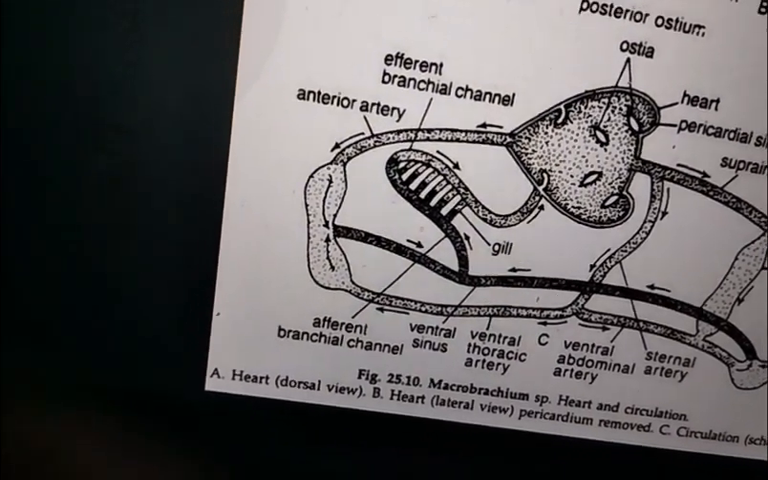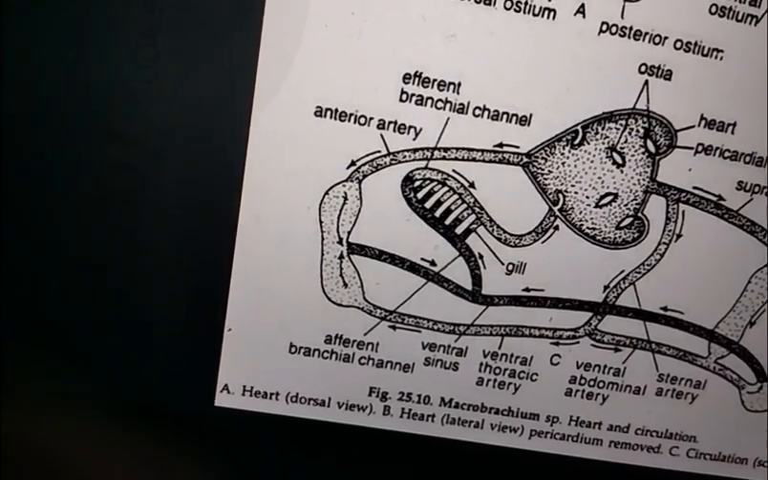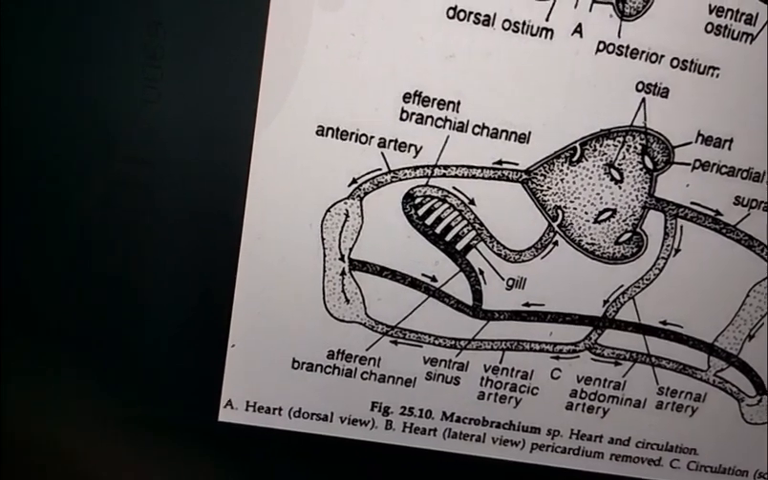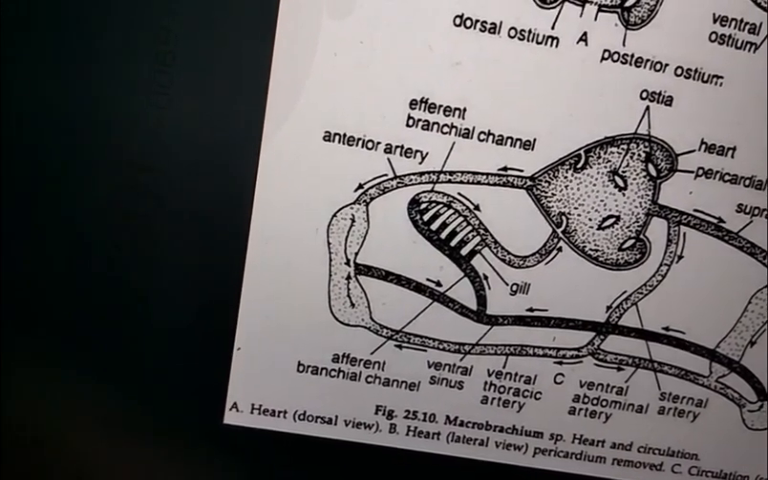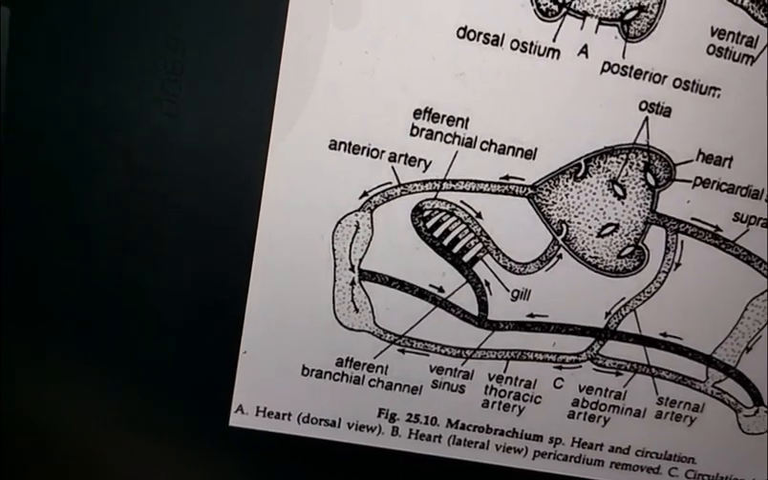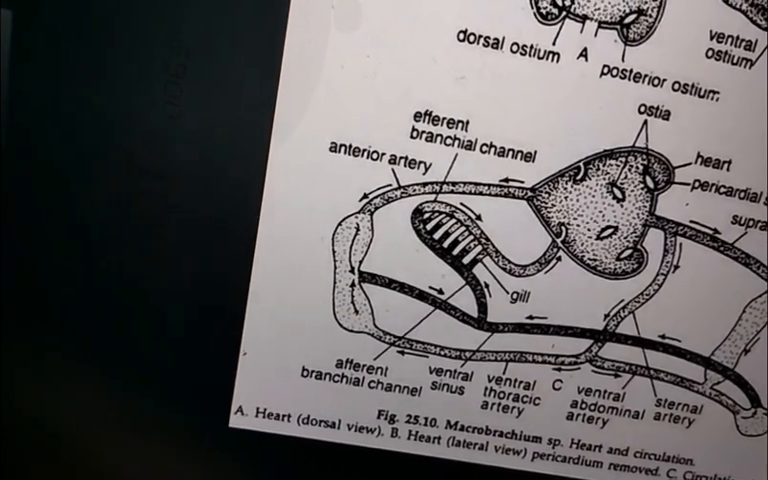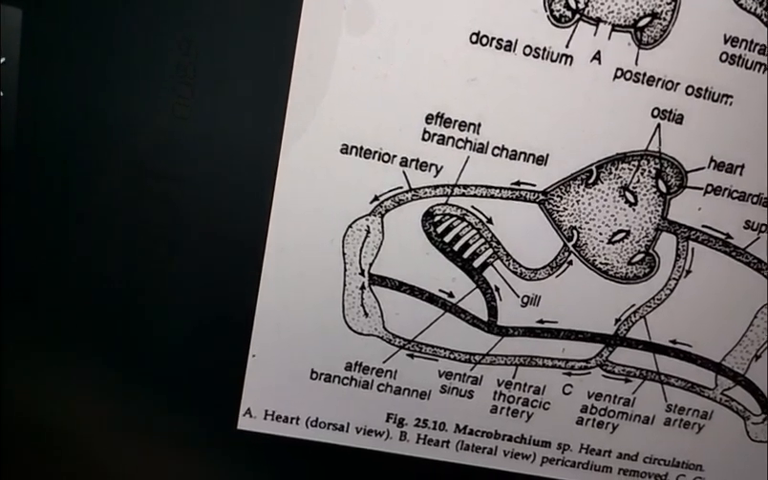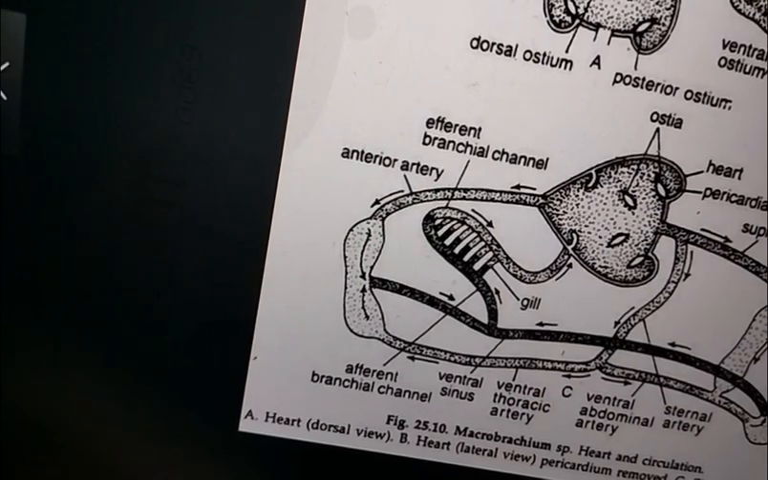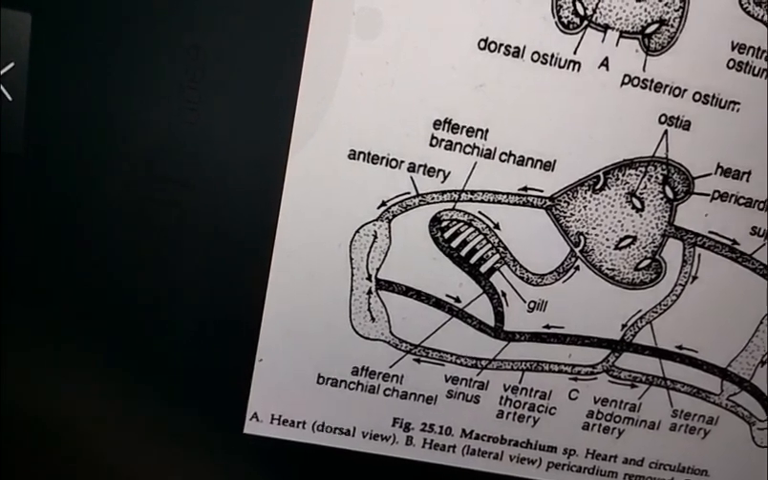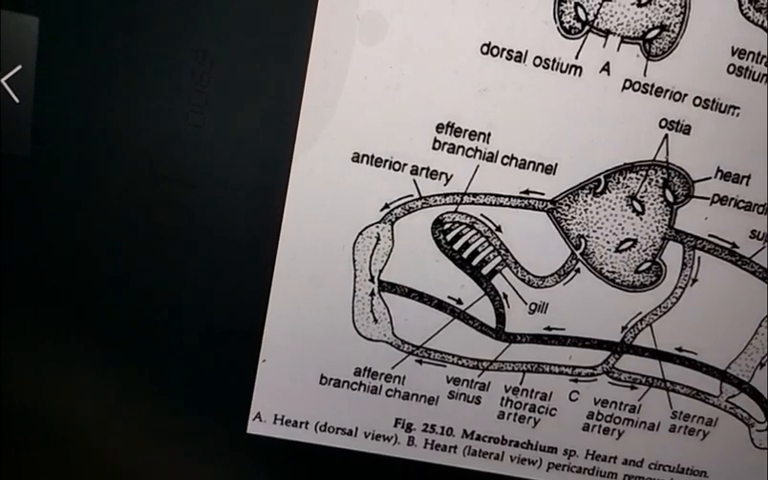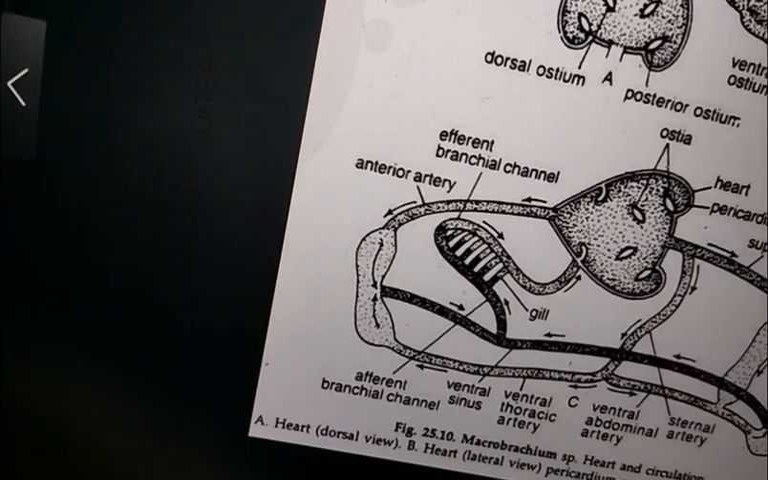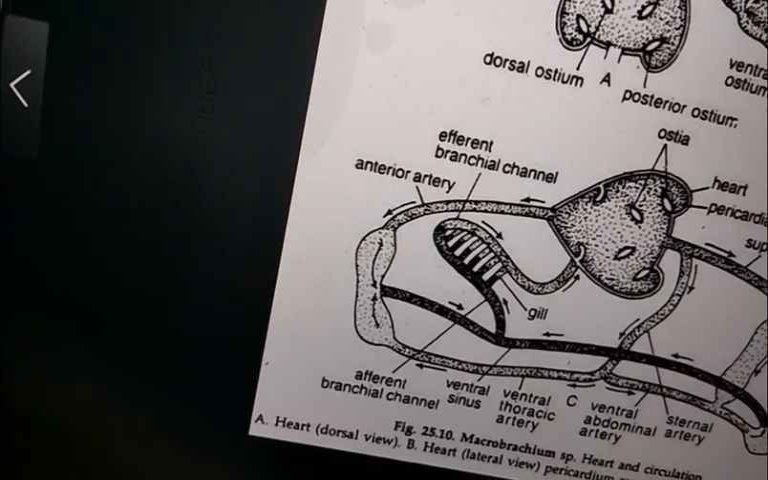The first pair is situated mid dorsal, the second pair is situated mid ventral, and the third pair is situated posterior. The fourth pair is anterolateral, and the fifth one is posterolateral. So these are the various ostia present in the heart.